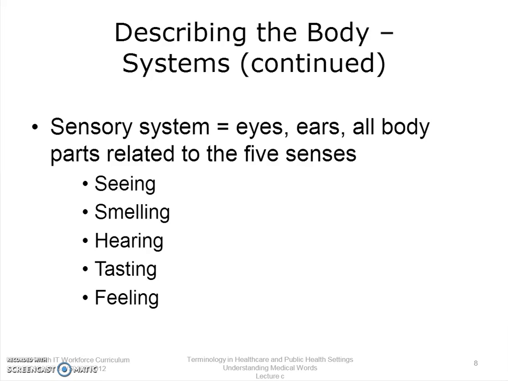And finally, the last system is the sensory system. This system includes the eyes, ears, and all body parts related to the five senses of seeing, smelling, hearing, tasting, and feeling. Some parts of this system may be included with other body systems, but the primary components of this system are the eyes and the ears.